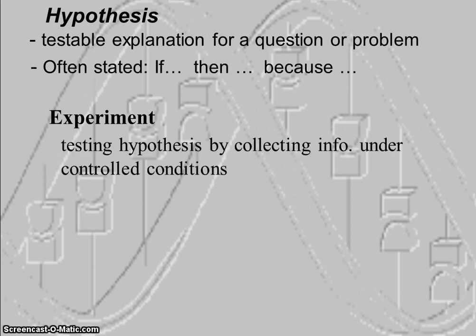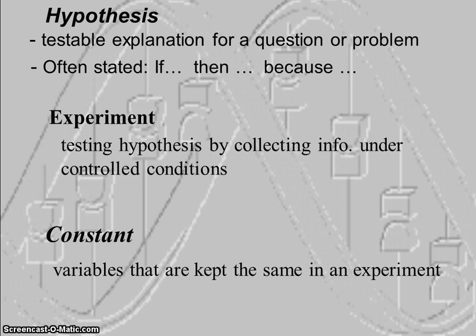And the experiments that we're going to do in biology class typically are what we call controlled experiments. In other words, we're testing the hypothesis by collecting information under controlled conditions. Now, what does that mean, controlled conditions? Well, there's a lot of variables that will affect, say, plant growth, and we want to keep all those variables the same, what we call constants. So in other words, if we think a certain nutrient like phosphate is going to increase plant growth, then temperature and amount of light and amount of water and all those things we want to keep the same. So the variables that are kept the same in the experiment are called constants.